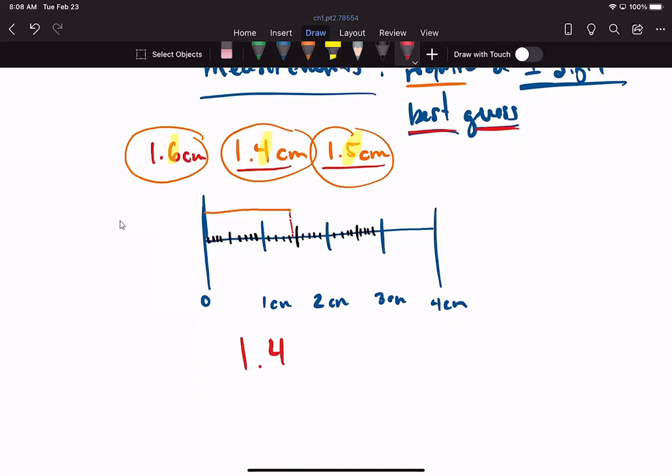So again, I require a one-digit best guess. Maybe it's 1.45 centimeters, where here's my best guess. Maybe it's 1.47 centimeters. Maybe it's 1.43 centimeters, right? And again, this last digit is simply just our best guess. Each one of these is an accurate answer, a good measurement of what we're seeing.